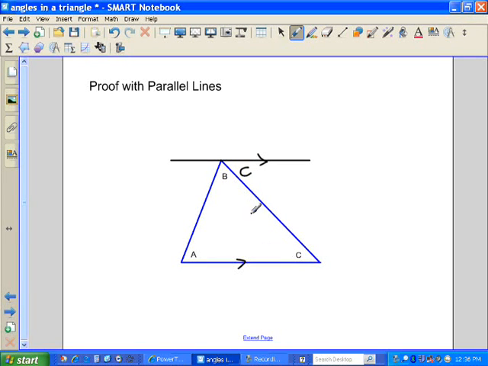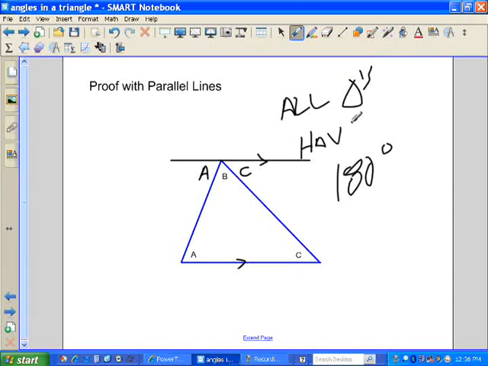These two are the same measure. Same thing here. I've got an angle A here. I've got an alternate interior angle there because of the parallel lines from the other day. So those two are the same. So again, in this straight line, I've got angle A, angle B, and angle C, and thus a triangle has 180 degrees. So all triangles have 180 degrees.